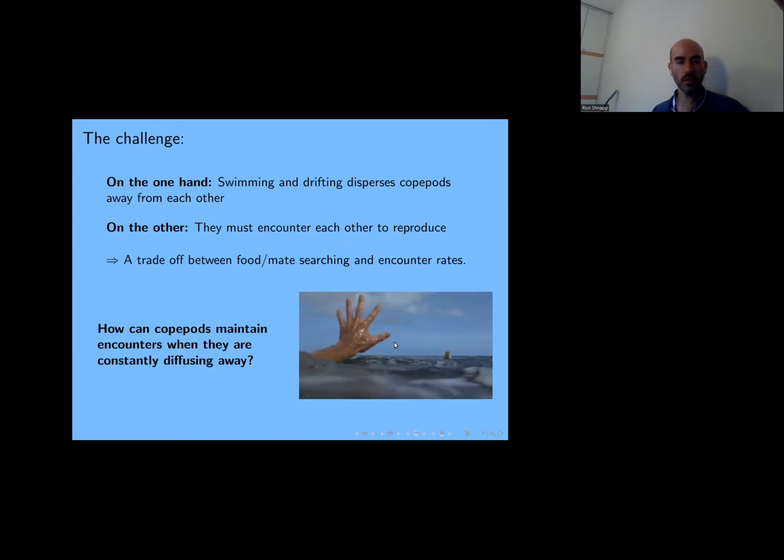So the question that we asked in our study is how can copepods maintain high encounter rates and keep their patchy distributions when they're constantly being diffused away from each other. So this is the question that we wanted to tackle in this research.